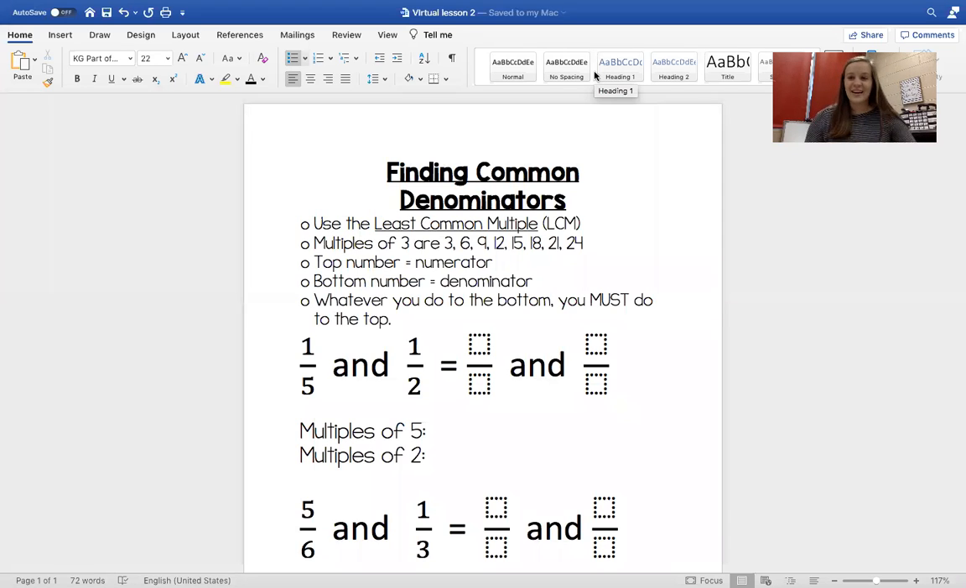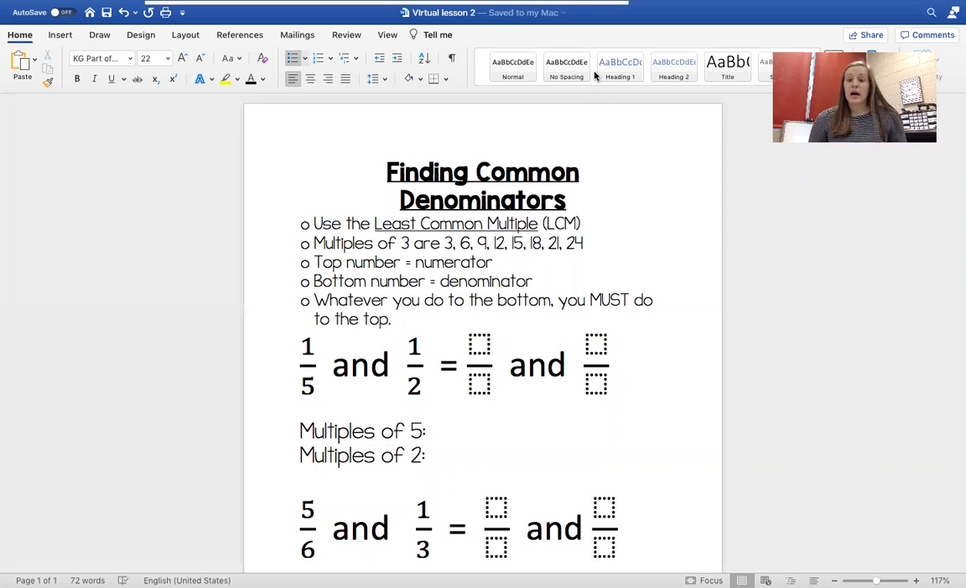Hello, everyone. We are on our second lesson of chapter 6, and we are going to be finding common denominators today. We talked a little bit yesterday about how you can add and subtract fractions using fraction bars. Well, today we are going to take the first step in learning how to add and subtract fractions with unlike denominators without fraction bars. The way we have to do that is find common denominators in the fraction.